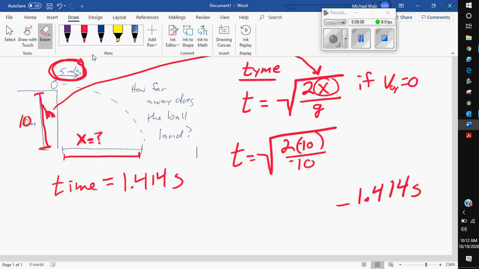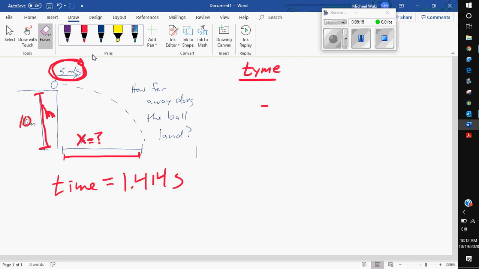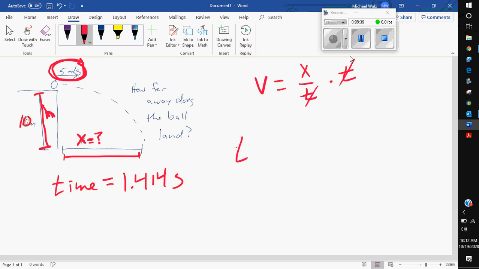Okay, so now I can figure out how far it goes. I figured out my time, and now I know that my velocity is equal to my displacement over time, and x is what we're looking for here, right? So how do I solve for x or get it by itself? What do you guys say? First, multiply by t. Both sides. Both sides, yep. So TV equals x.